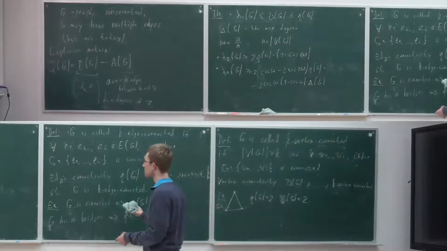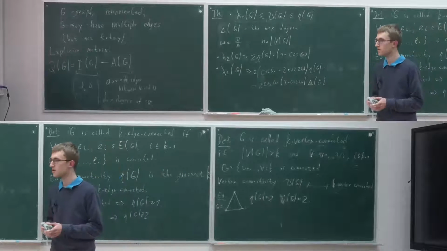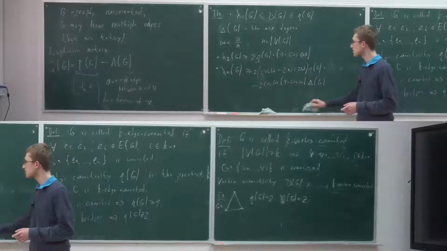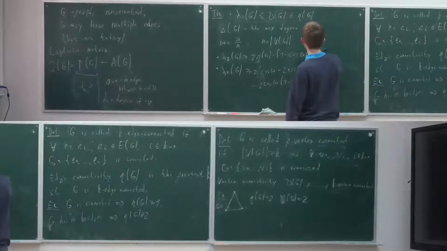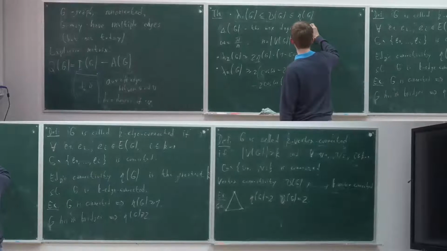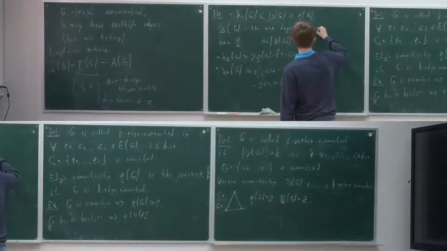Sorry, and who is delta of G, the max degree of what? The maximal degree of a vertex in a graph.